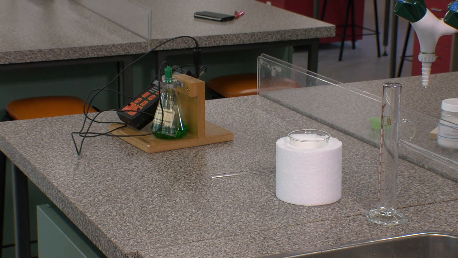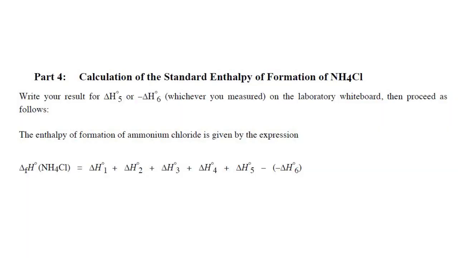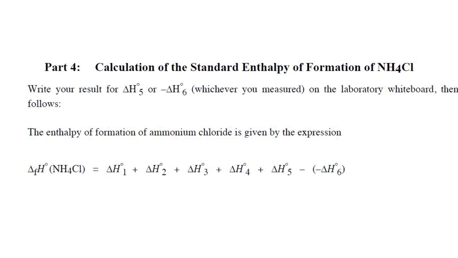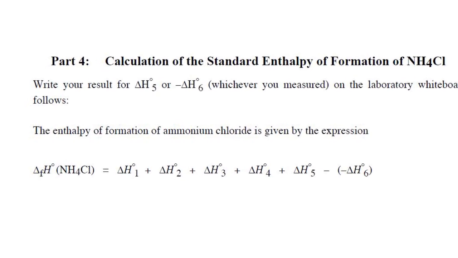Now, clean up your bench and leave everything as you found it. Use the Hess's law equation in your report sheet. Plug in the values provided in your lab manual and the averages of the class data. This will give us the standard enthalpy of formation of solid ammonium chloride, which we could not have directly measured.